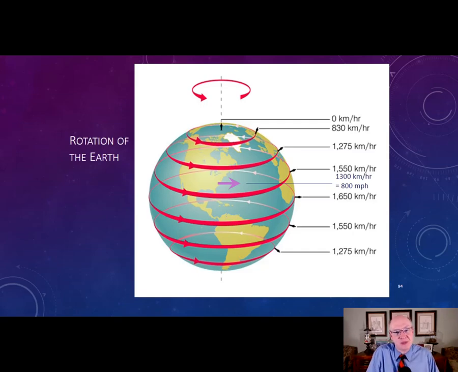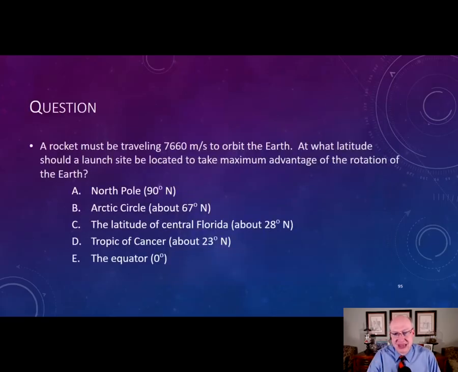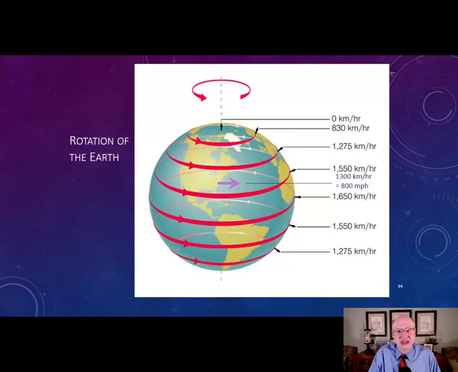So now I want you to take a look at this picture and determine what latitude a launch site should be located at to take maximum advantage of the rotation of the Earth. That is, if you want to take maximum advantage of the Earth's rotation, should your launch site be at the North Pole? Should it be on the Arctic Circle? Should it be about the latitude of central Florida, 28 degrees north? Should it be on the Tropic of Cancer, which is about 23 degrees north? Or should it be on the equator? What do you think? So take a look at this image and answer that question. Where should I put my launch facility to take maximum advantage of the rotation of the Earth?